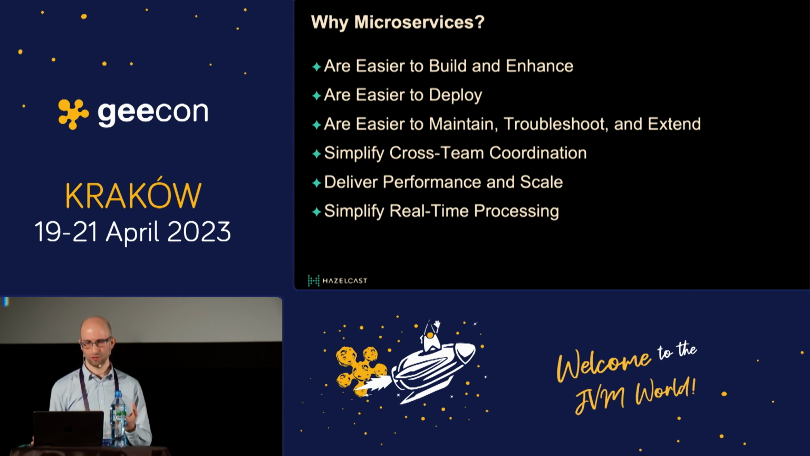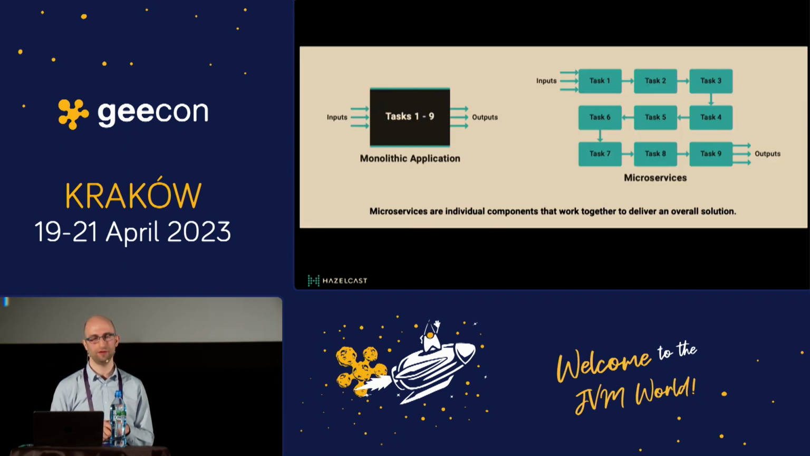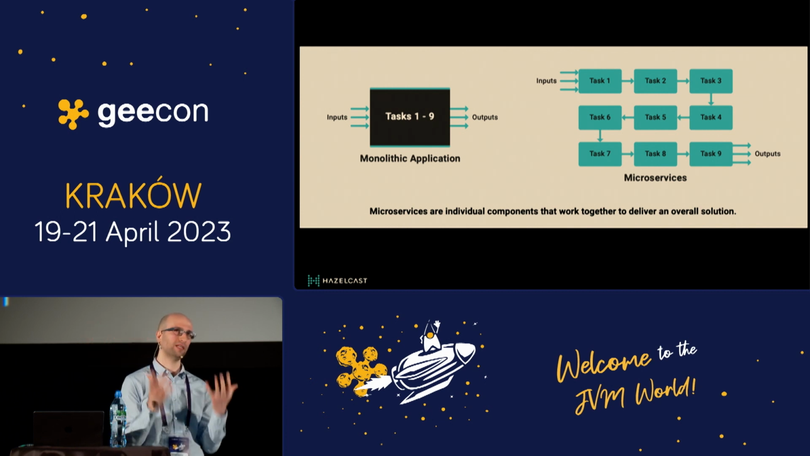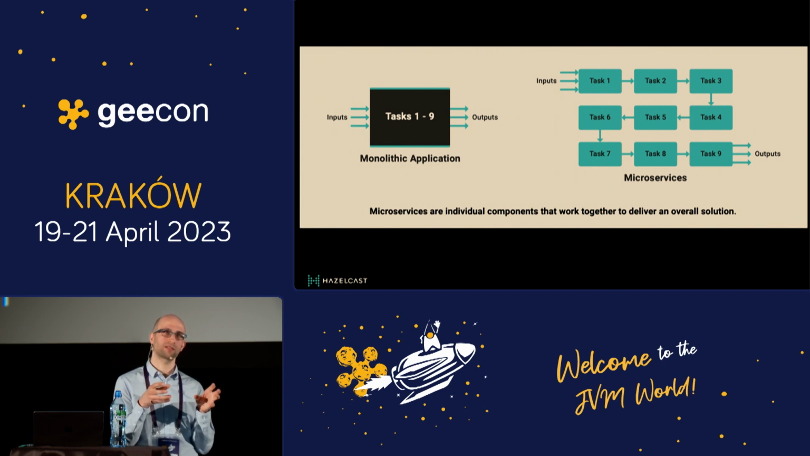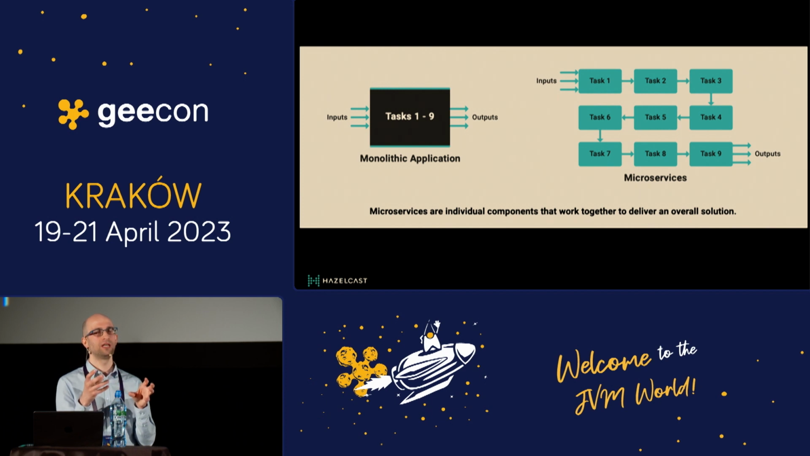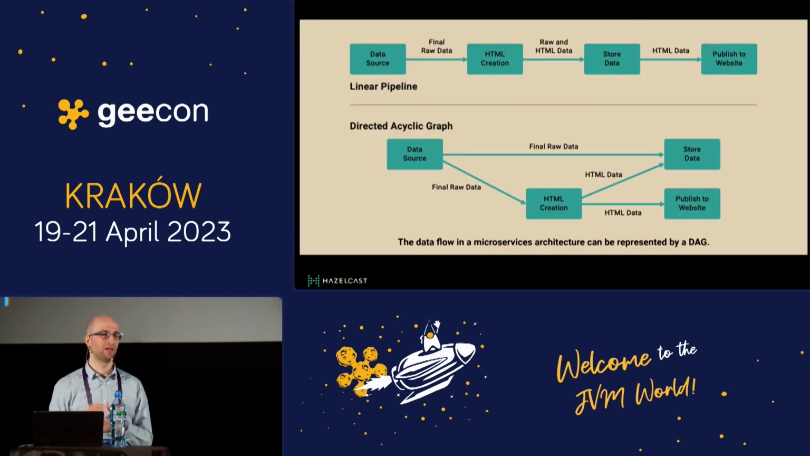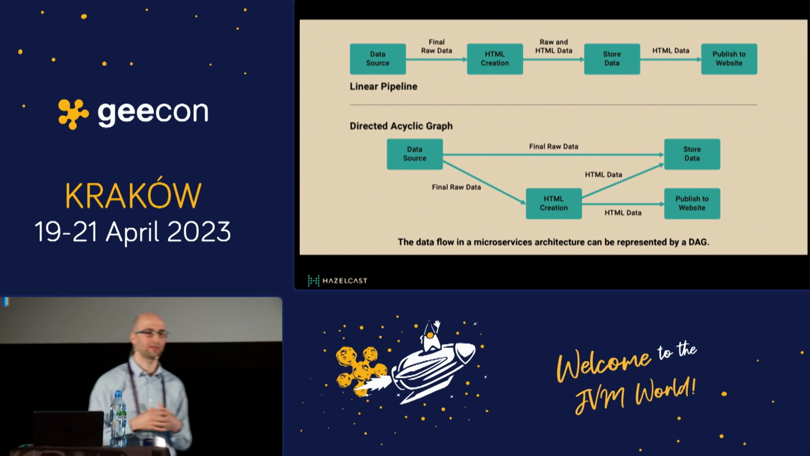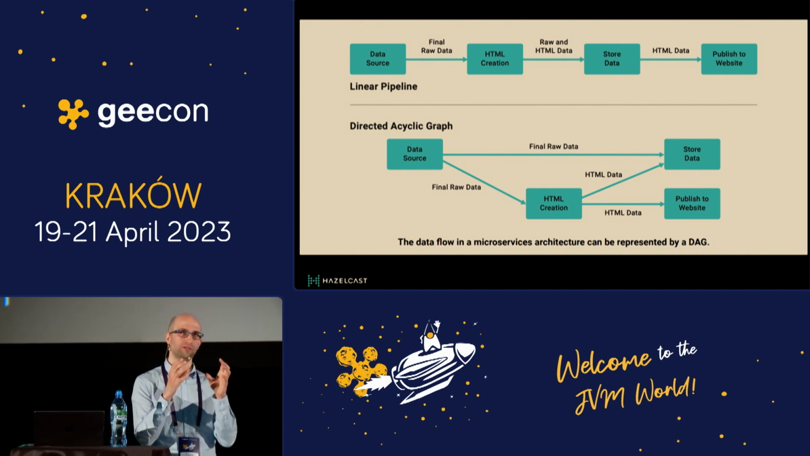Now, just to go one step back, for those who are not familiar with microservices, essentially it is an architecture which allows you to split your application into smaller tasks. Instead of having a gigantic application, you have small microservices or small tasks. A benefit of using this is something called a DAG architecture, which you see on the screen here.